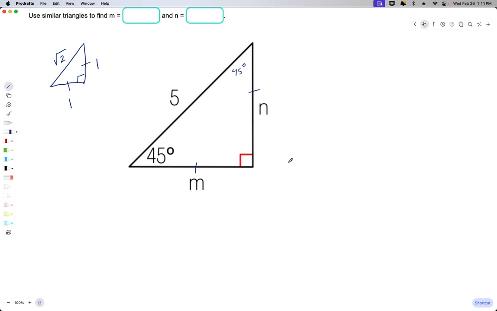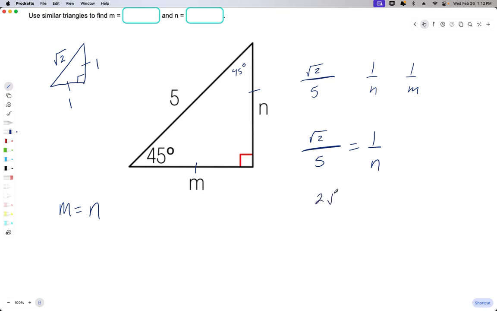So we have square root of 2 over 5. Same, these are the hypotenuses. And then we have 1 over n and 1 over m. We know n and m are going to be the same value. Because they are congruent sides, because it's a 45-45 triangle, we really only have to solve one of these proportions because m is equal to n. So I'm just going to do square root of 2 over 5 is equal to 1 over n.